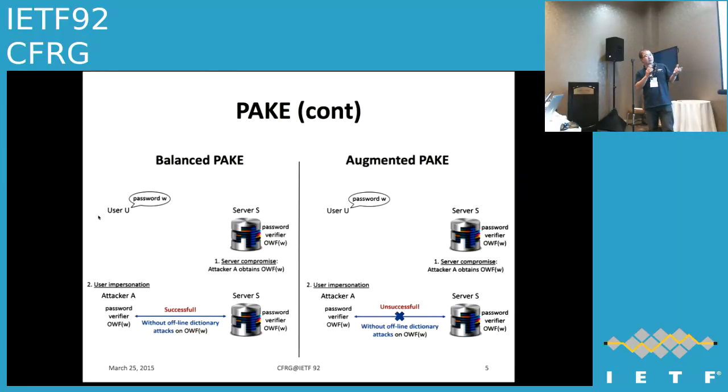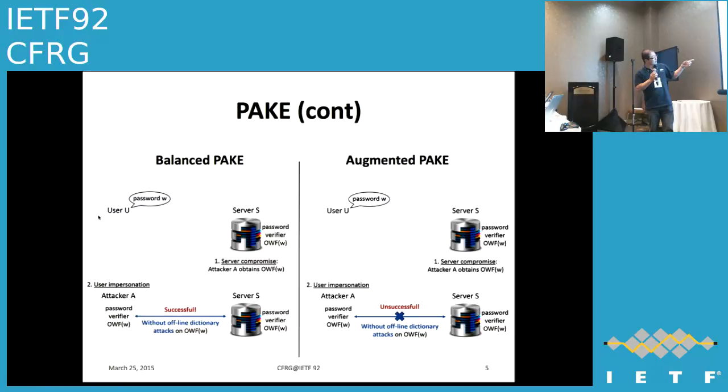This shows the difference between balanced PAKE and augmented PAKE. Here you assume that user U just remembers her password w, and server S stores the password verifier in its database. The password verifier is the output of a function with the password w as its input. Now the server has been compromised, and an attacker obtains the password verifier.